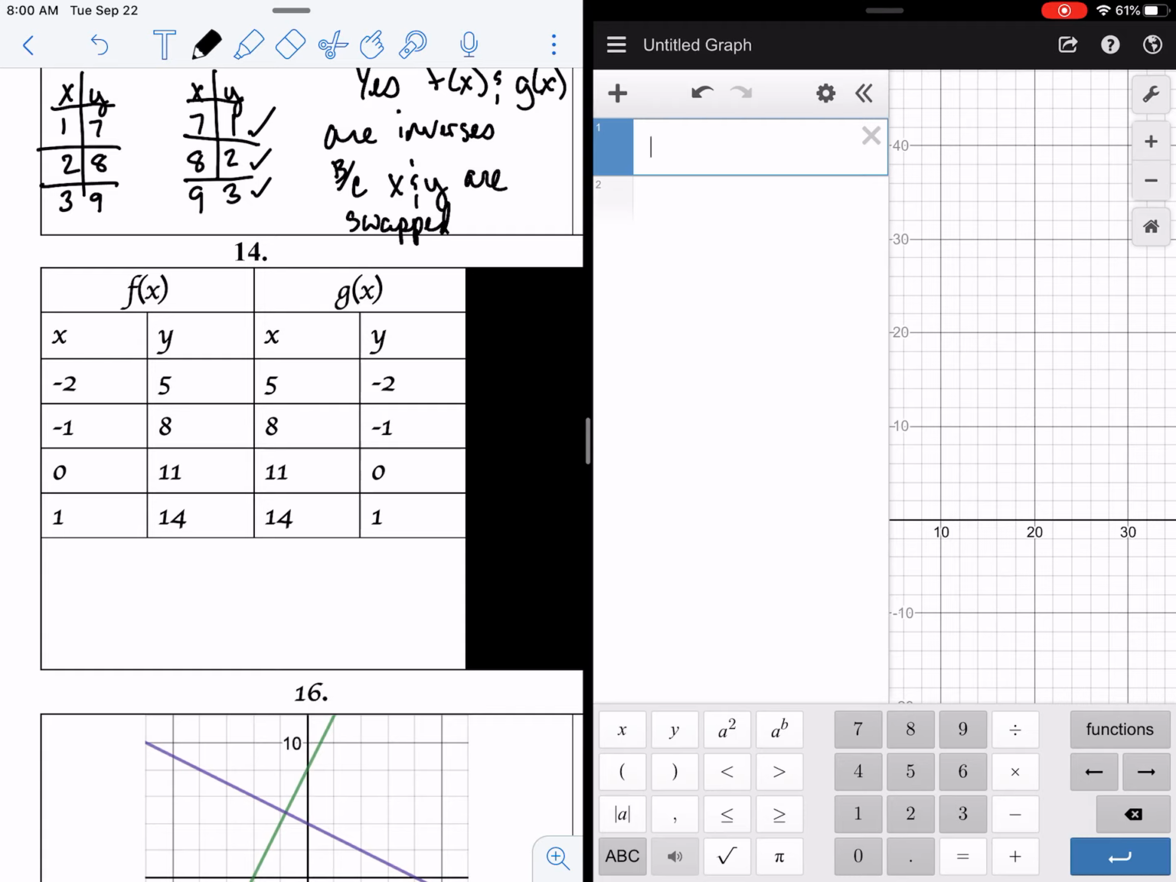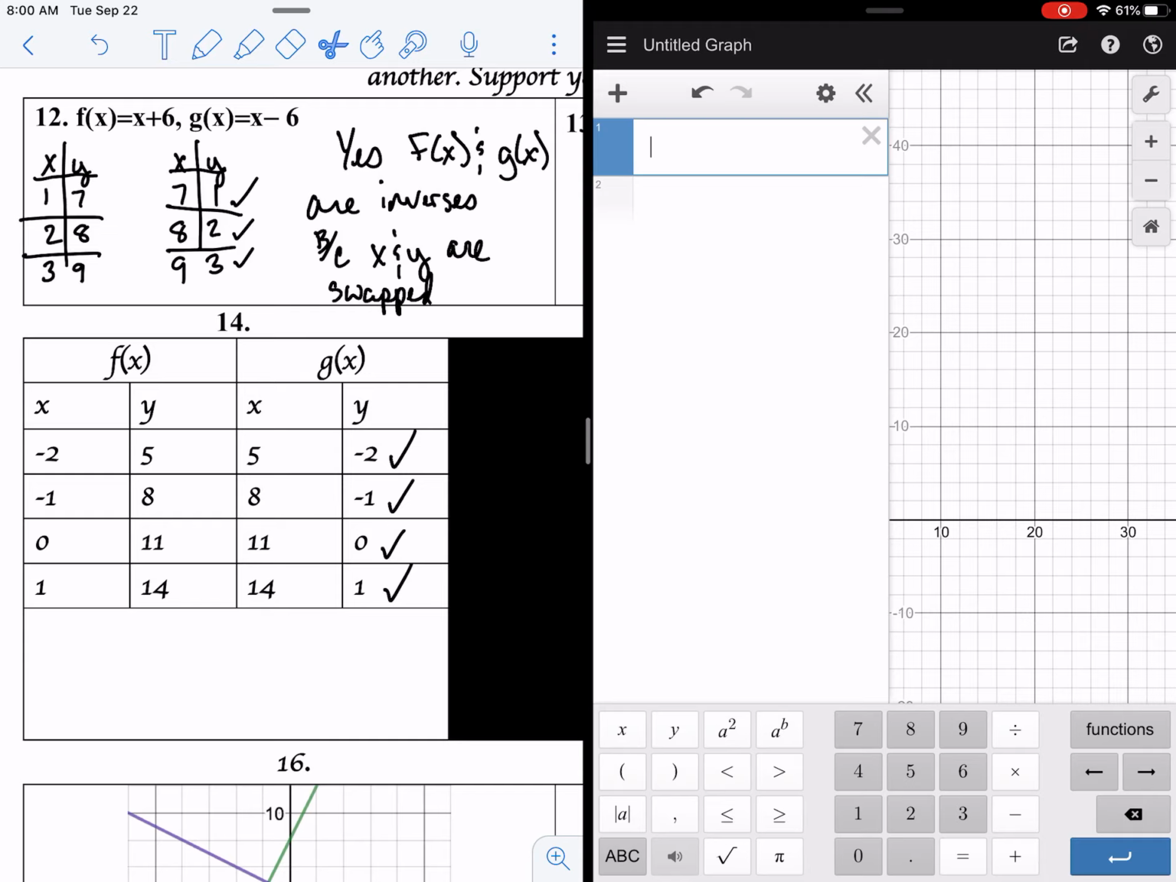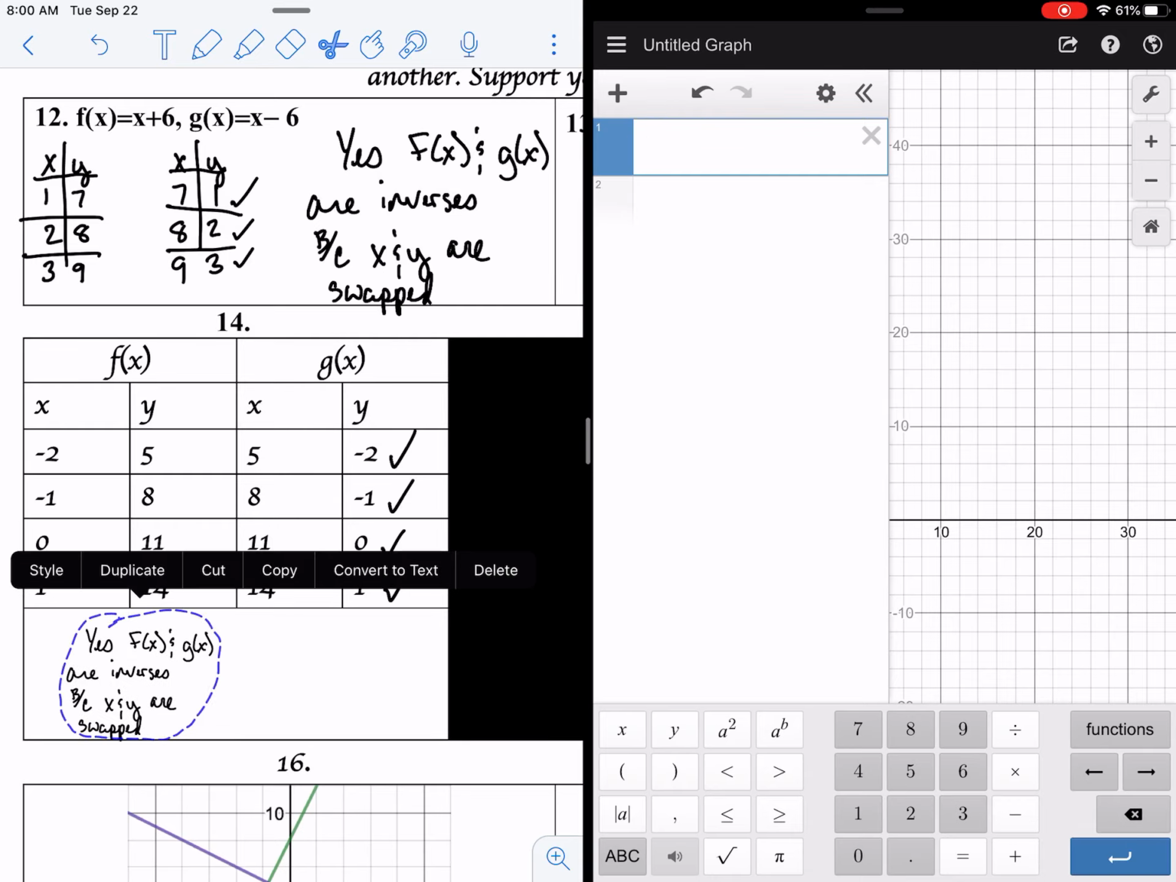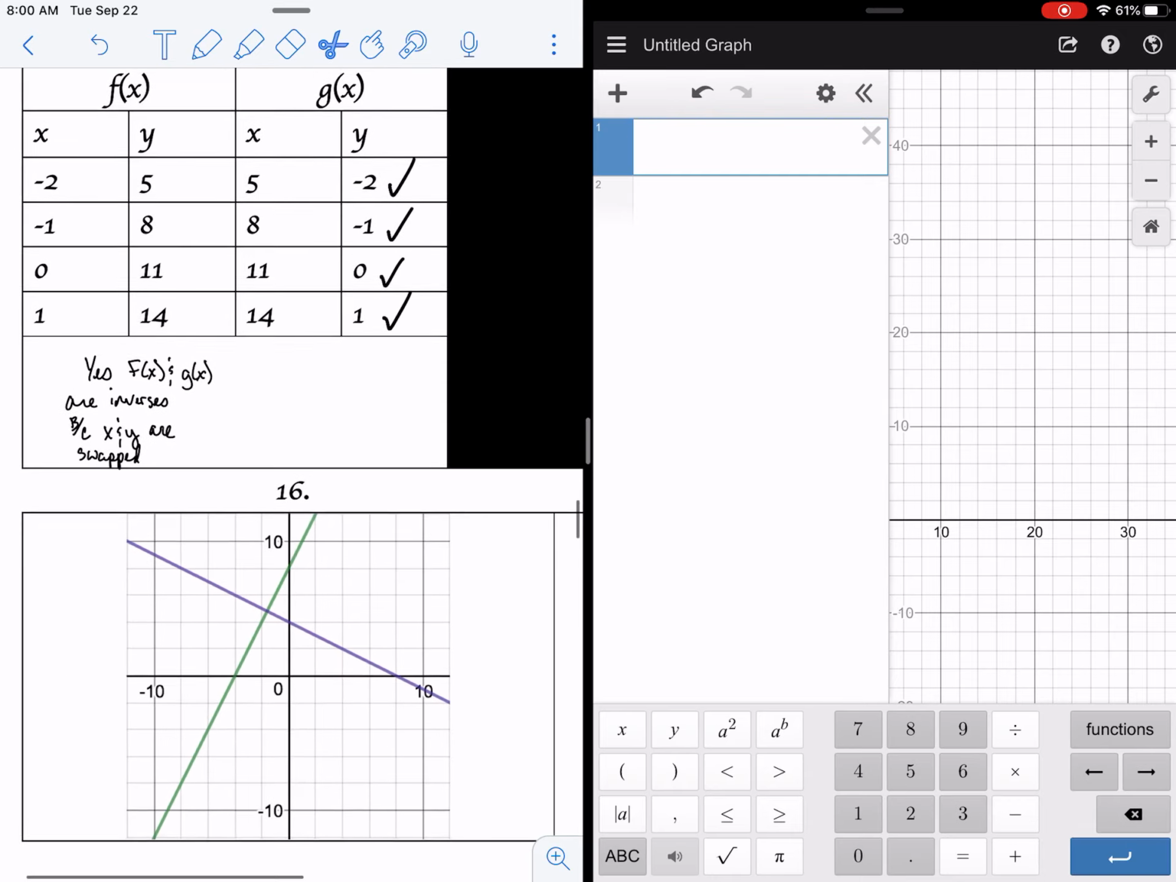So negative 2, 5, I need 5, negative 2, so that works. Negative 1, 8 should be 8, negative 1. That works. 0, 11 is 11, 0. That works. 1, 14, 14, 1. That works. So again, my reasoning is the exact same. Yes, they're inverses because my x values and y values are swapped.